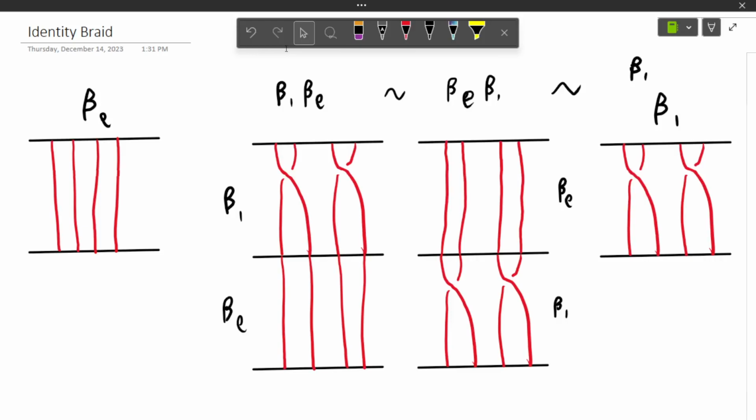Because all that this identity is doing is lengthening the strings without adding any additional twists. And because we're working topologically, the length isn't what matters. What matters is the twists and how these things are connected.